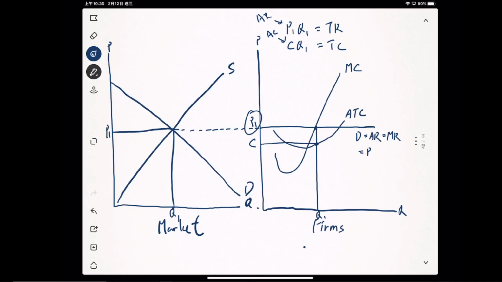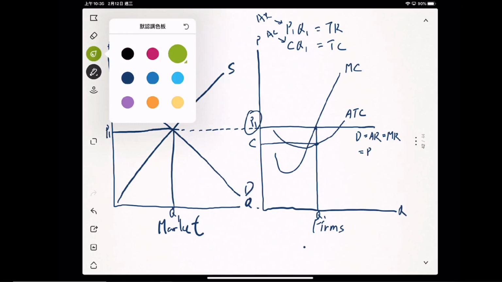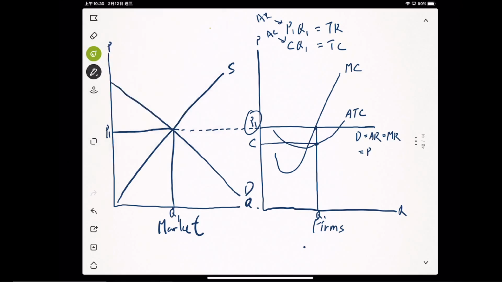So with that being said, you know the profit is going to be here. You see here, the area of total revenue is bigger than total cost, and that's why we can come up with the answer. This extra area from the calculation is your economic profit. Any confusion?